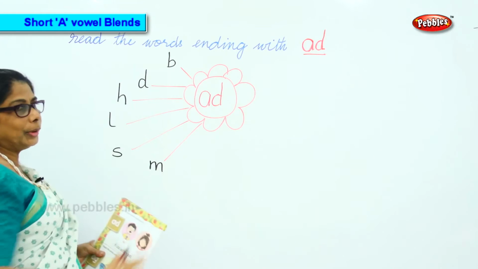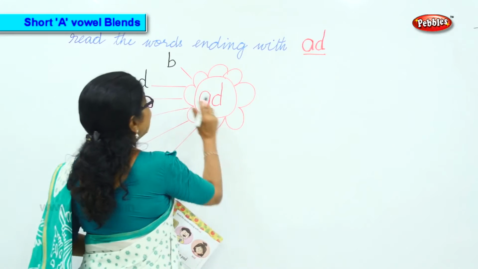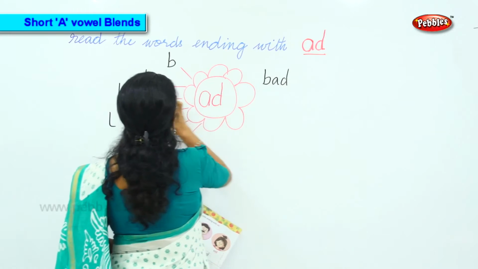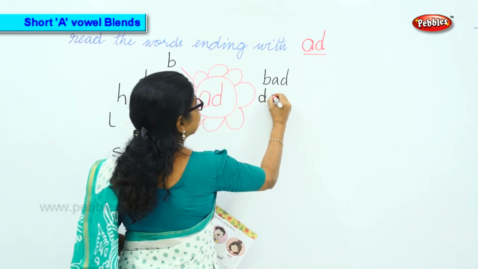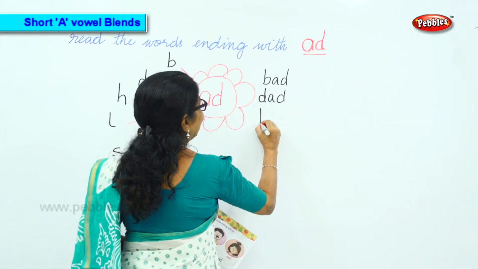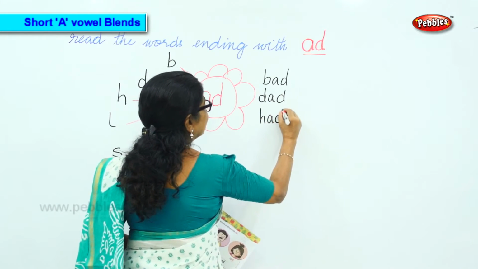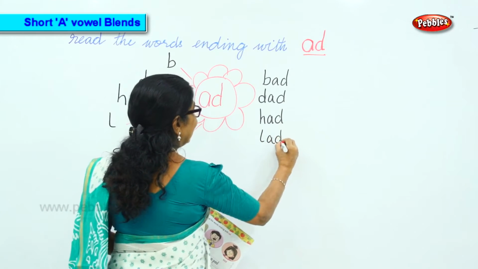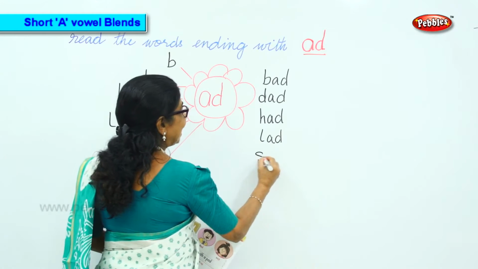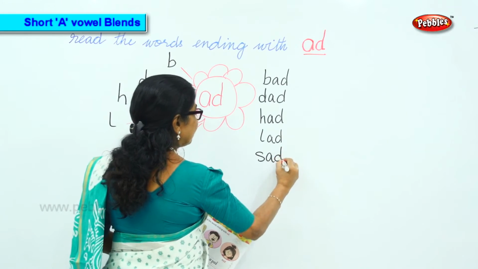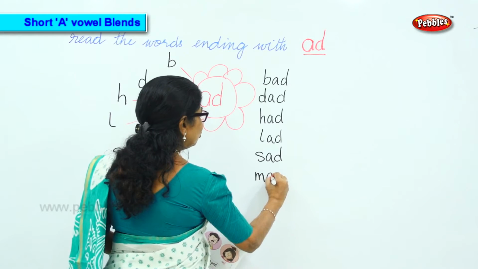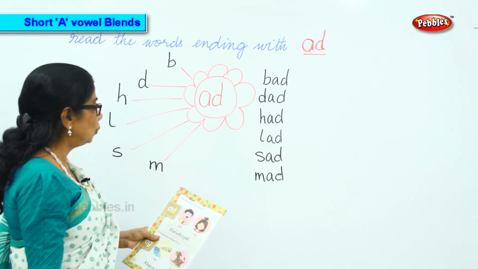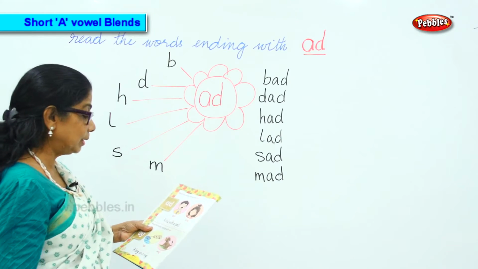Now we are going to join this and write. First, bad. Next we have dad. Then we have had. Good. Then we have lad. Lad is a boy. Then we have sad. Mad. Sometimes you get mad. You don't want to do any study. Mad. Okay. So you have 6 words.